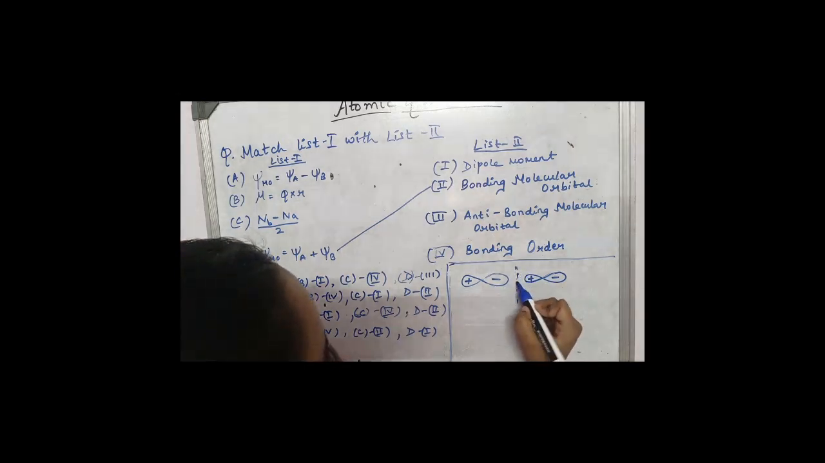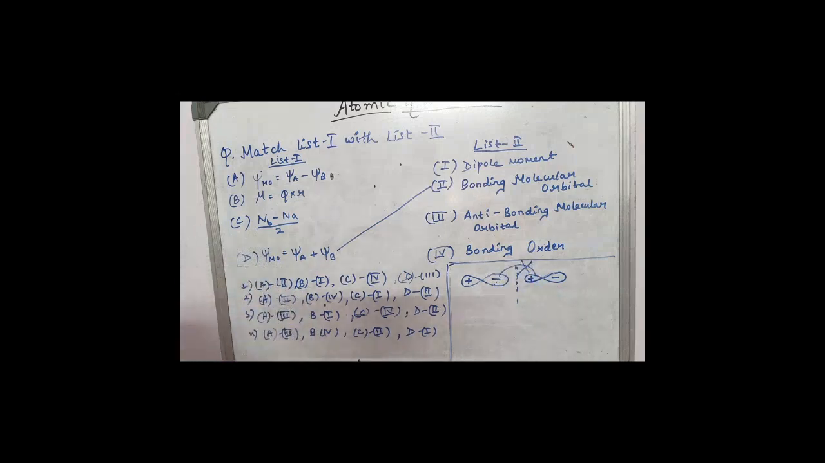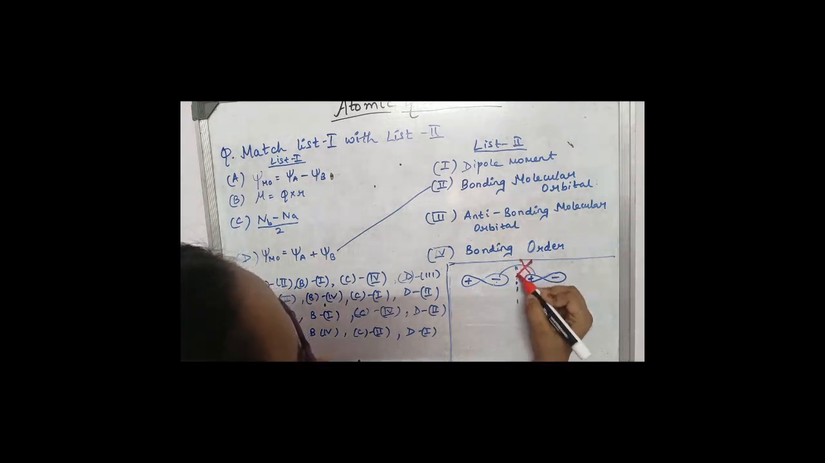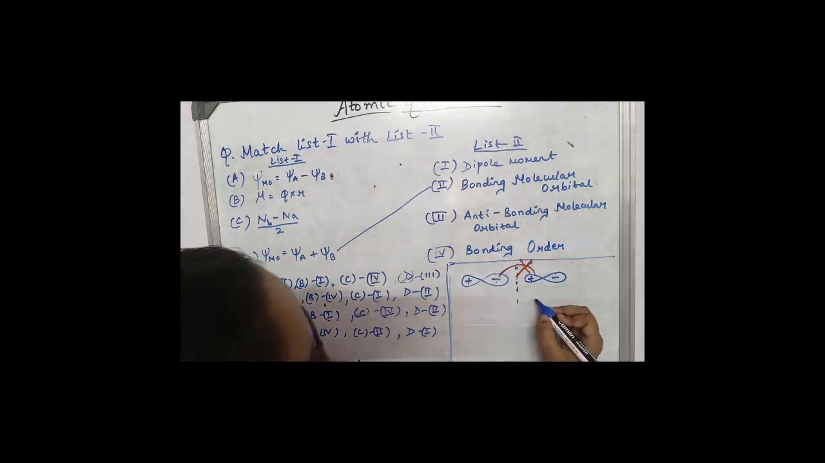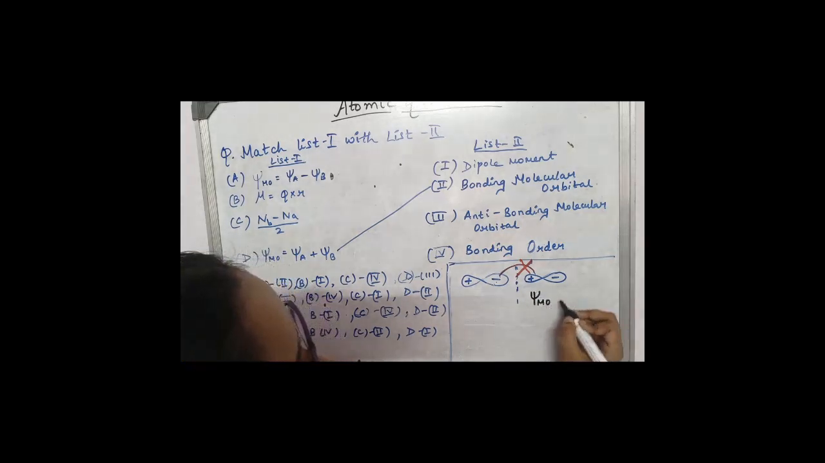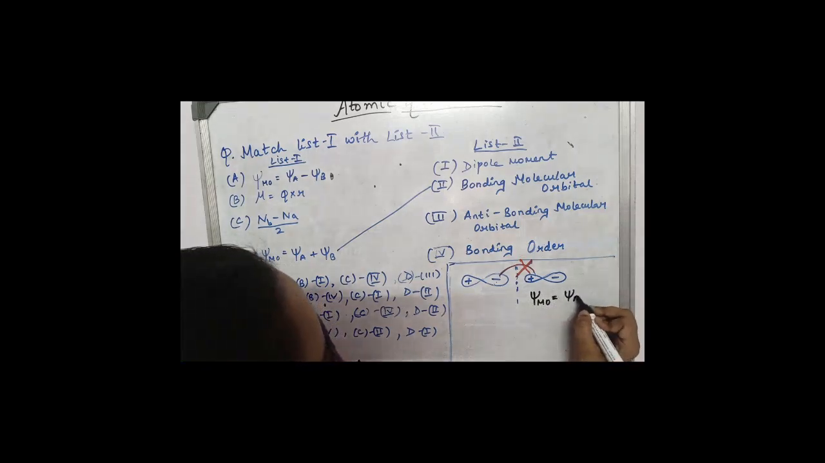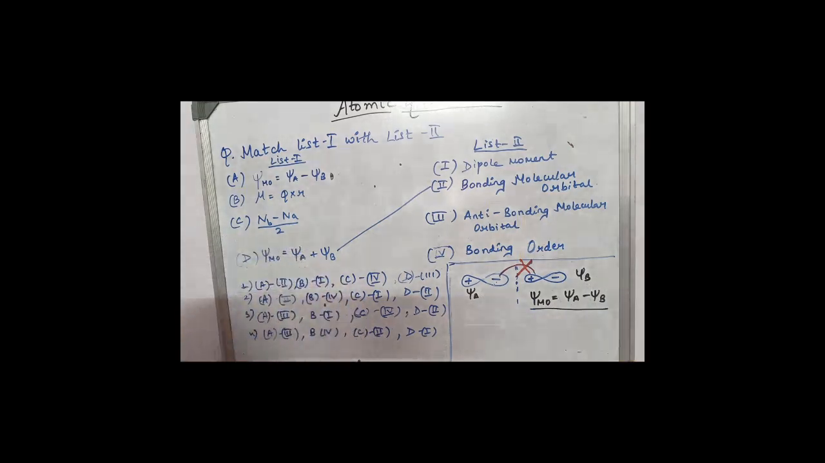So since there is a node in between them, these two orbitals will not overlap. These will not overlap on each other. So this is the anti-bonding. So what happens during anti-bonding? Negative overlap occurs. So let me write with another color. A negative overlap, that is no overlap occurs, and hence our wave function looks like this: psi A minus psi B, where psi A is this one and psi B is this one. So psi MO is psi A minus psi B.